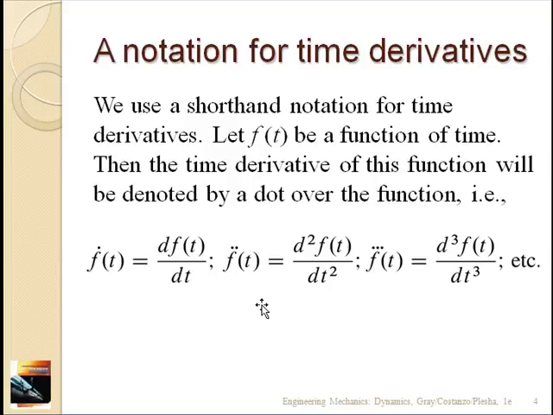Now we're going to need to deal with time derivatives a lot. The derivative of the position vector is the velocity vector, and the derivative of the velocity vector is the acceleration. So we'll deal with those constantly, and we just want to get the notation right. If we have some function f, the derivative with respect to time we'll call f dot, and that's the first time derivative. The second time derivative is f double dot. The third time derivative is f triple dot, etc.